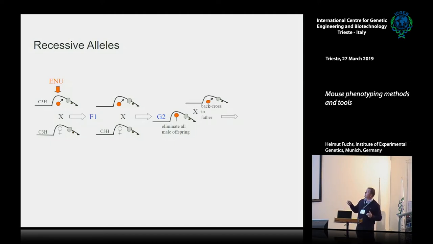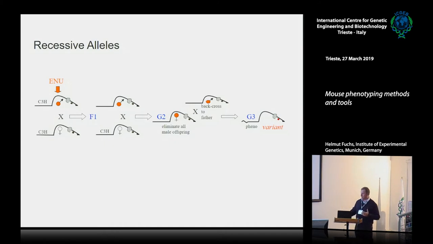And this cross will now result in a fraction of animals which might be homozygous for the mutation which comes from this ENU injection. And these animals, the G3 generation, might show a variant phenotype. And there again, we have to prove that this phenotype is really caused by a mutation from the ENU. So we again have to think about how we can confirm this.